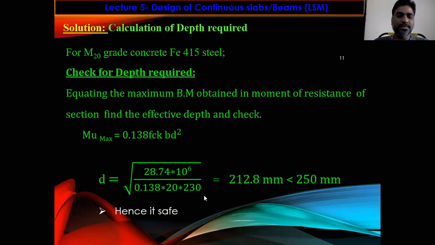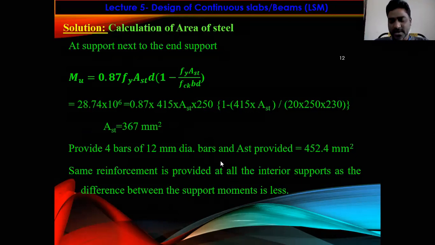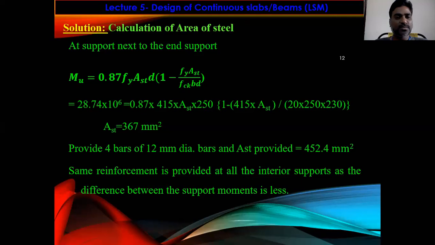What is the next step after satisfying this condition? The next step is you need to determine the area of steel required. Here you need to calculate the area of steel required corresponding to all bending moments, that is corresponding to 4 bending moments. We have 2 support moments and 2 span moments. Based upon the support moments, we need to calculate the area of tension reinforcement required, and similarly based upon the span moments, we need to calculate the area of steel required in tension.